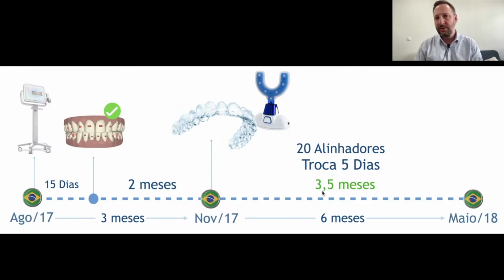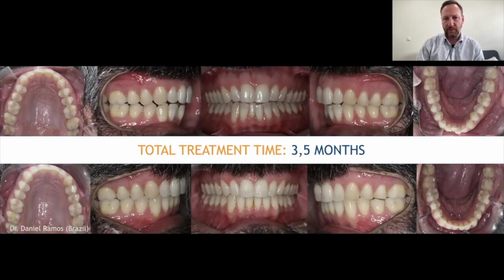Imagine 20 aligners in 3 months and a half, and the patient changing in 5 days, for him to be ready with extra time, in time for him to come to Brazil for us to evaluate. Okay, and this is what happened. This is what we could achieve after 3.5 months.